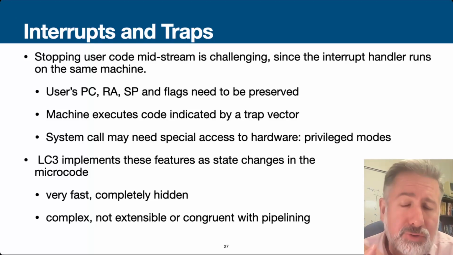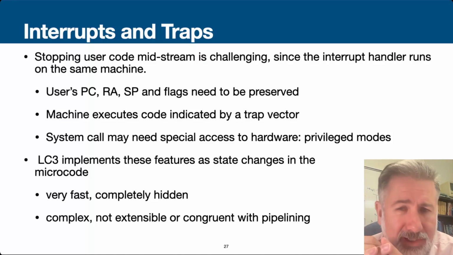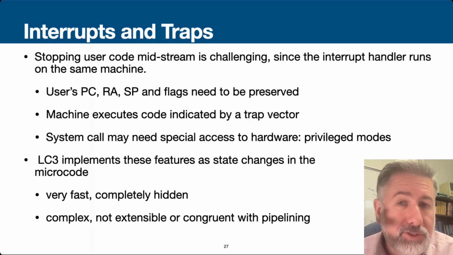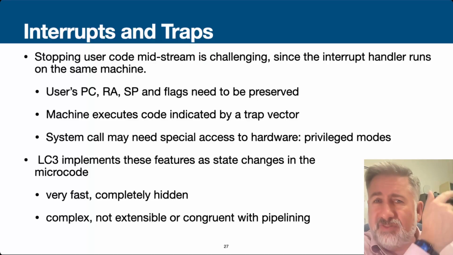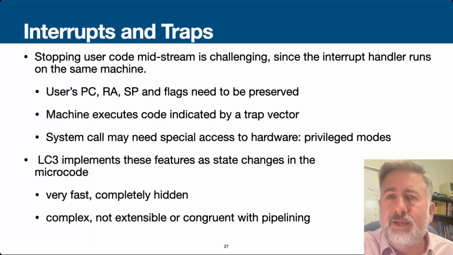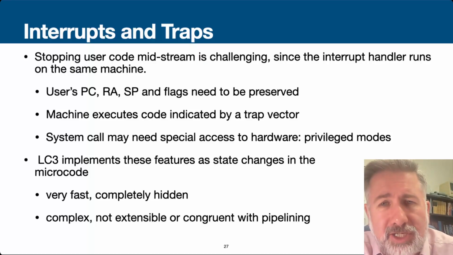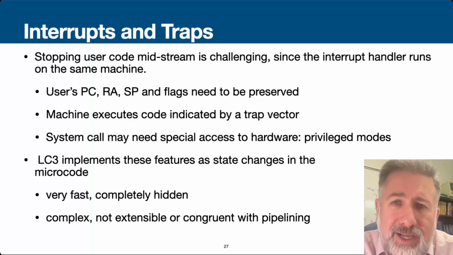You have to store the user's program counter, return address, stack pointer, any flags you might need. All that stuff has got to be stored somewhere. The machine's got to jump to an address specified by a trap vector usually. And then it may need access to specialized hardware, specialized privilege modes. So how does all that work?